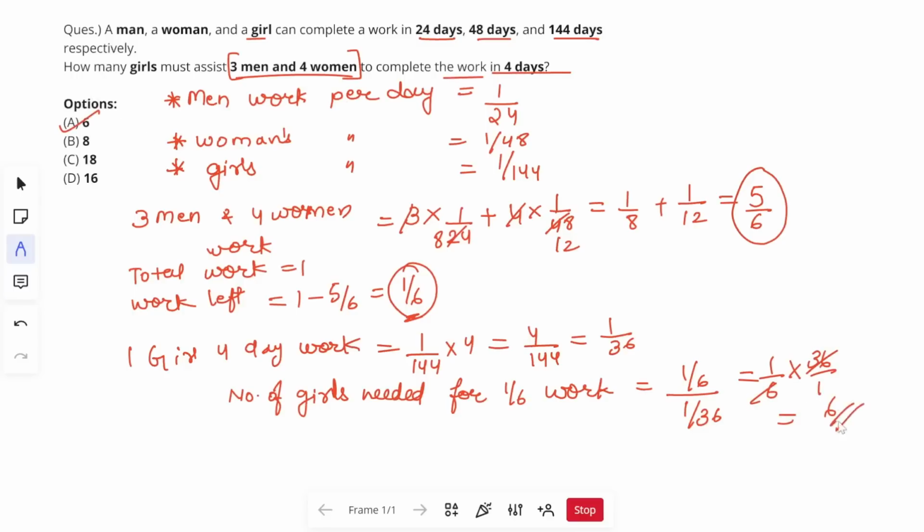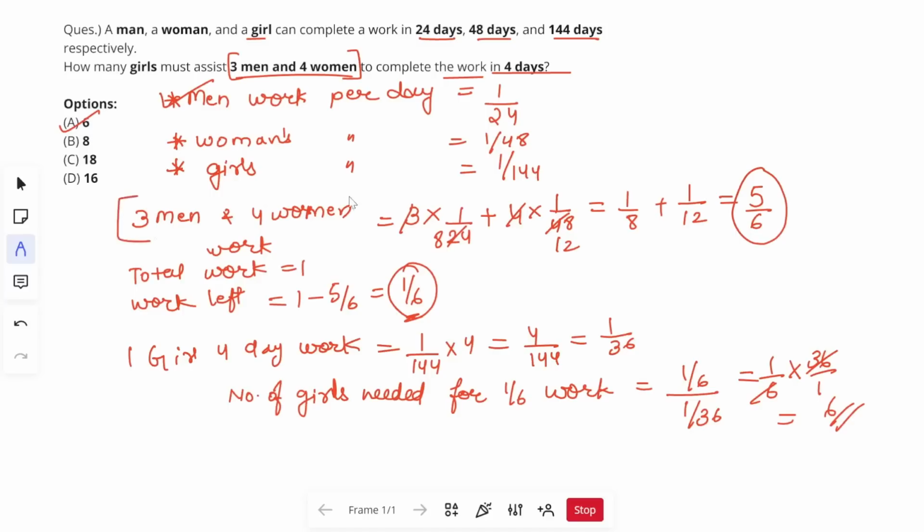Hope you have understood it. If you have not understood it, I would highly suggest you revise it once again. You will easily get it. First of all, we were given the data, that is men's work, women's work and girls' work, and how many days they will take to complete. Based on that, we have taken the work done per day. Men's per day work is 1 by 24, women's per day work is 1 by 48 and girls' per day work is 1 by 144.